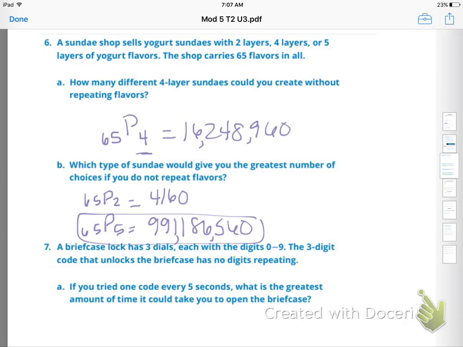Okay, a briefcase has a lock. Anytime we're coding or locking something, that order matters, because if I'm trying to unlock the code, I need to have the right password. So a briefcase lock has 3 dials, each with the digits 0 through 9. The 3-digit code that unlocks the briefcase has no digits repeating. If you tried one code every 5 seconds, what is the greatest amount of time you could spend to open the briefcase? Okay, so total numbers, there's 10 digits. So 10, and I am choosing 3 of them.